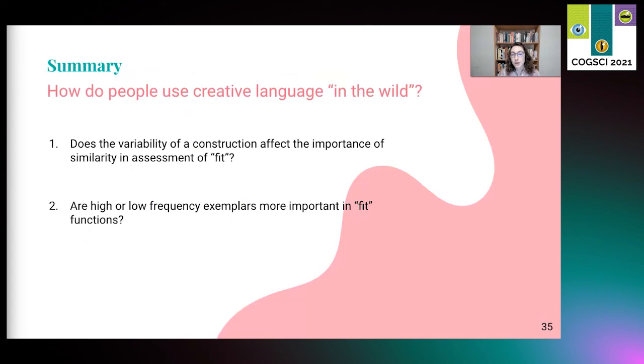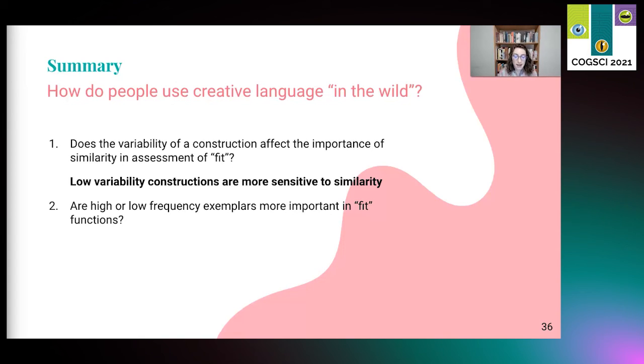For this work, we wanted to better understand how people extend creative constructions in the wild. And to do this, we performed the first large-scale analysis of creative generalization of verb constructions leveraging social media data. Our first question was, does the variability of a construction affect the importance of similarity in assessing fit? And we found evidence for this in line with earlier work. This was the first demonstration of this effect on production in the wild.